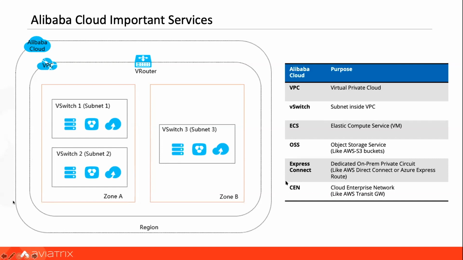Now, the last piece is very important, and you should pay attention to this because we will be covering it a lot here. It's called CEN, Cloud Enterprise Network. You can think of it as the AWS Transit Gateway, where these VPCs are connected and then they can provide the routing functionality or kind of a hub functionality between those regions in Alibaba Cloud.